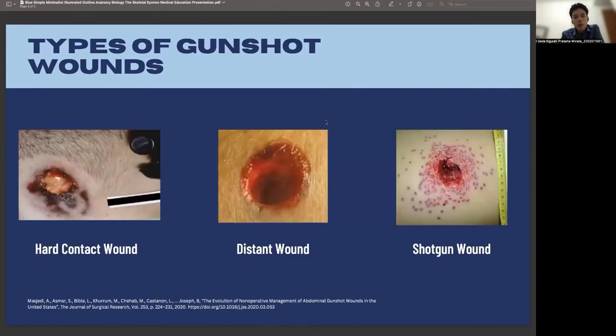Hard contact wound is when there is a sign of smoke at the muzzle of the firearm. Distant wound is when there is central perforation with marginal abrasion. And last is shotgun wound, characterized by central perforation with satellite pellets.